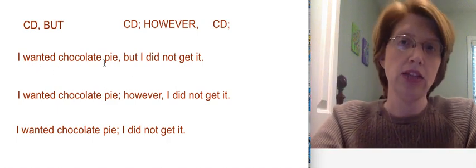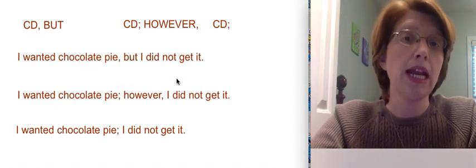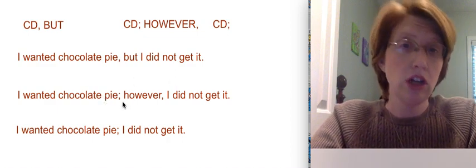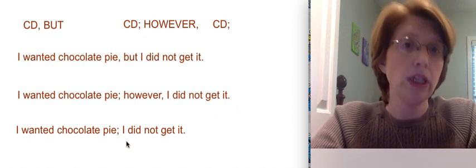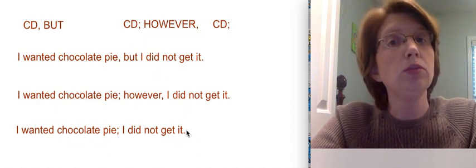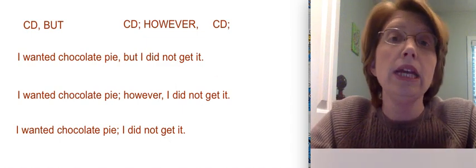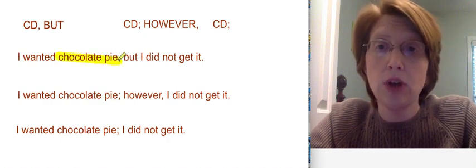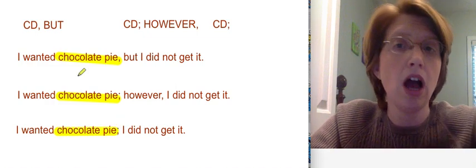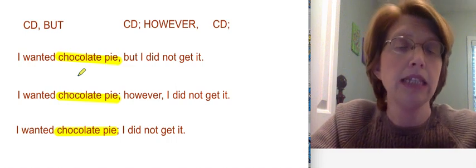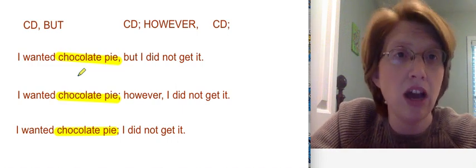So the first way is you have to have a subject and verb in both parts. So I wanted chocolate pie, comma, but I did not get it. I wanted chocolate pie, semicolon, however, comma, I did not get it. I wanted chocolate pie, semicolon, I did not get it. So I want you to practice combining this exactly the way I have it on the screen. And to make it simple, the only thing I want you to change is this part. Chocolate pie. You tell me what you wanted. I wanted blank, comma, but I didn't get it. I wanted blank, semicolon, however, comma, I did not get it. I wanted blank, semicolon, I did not get it.